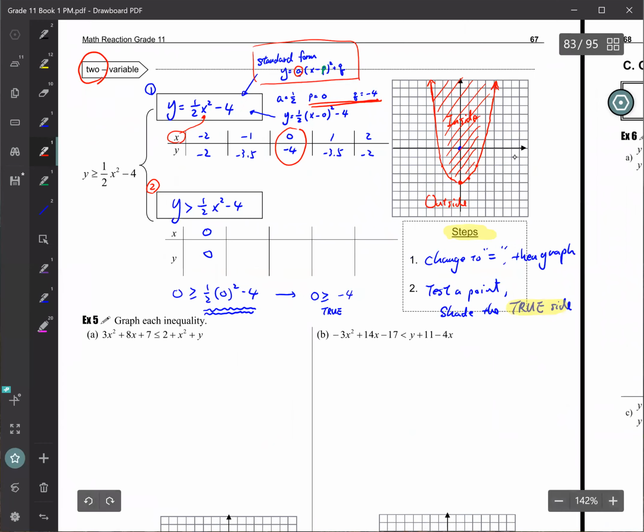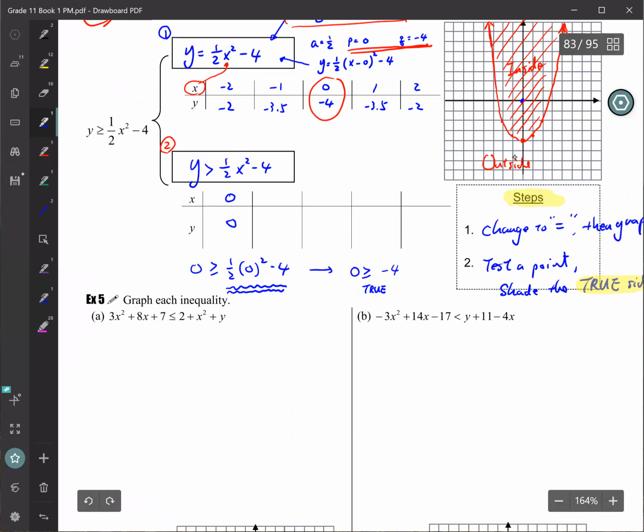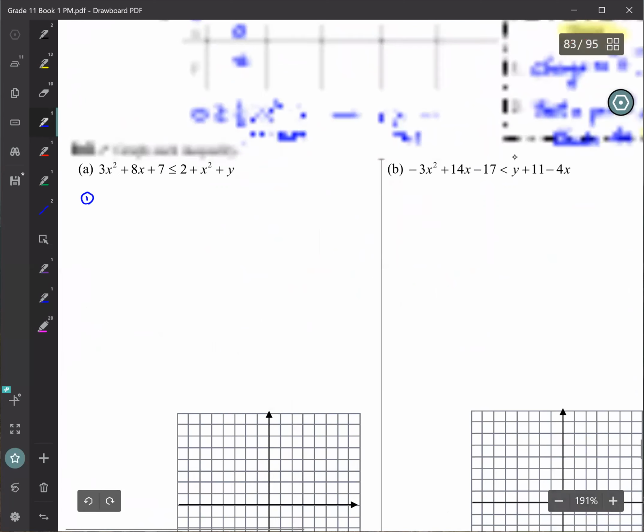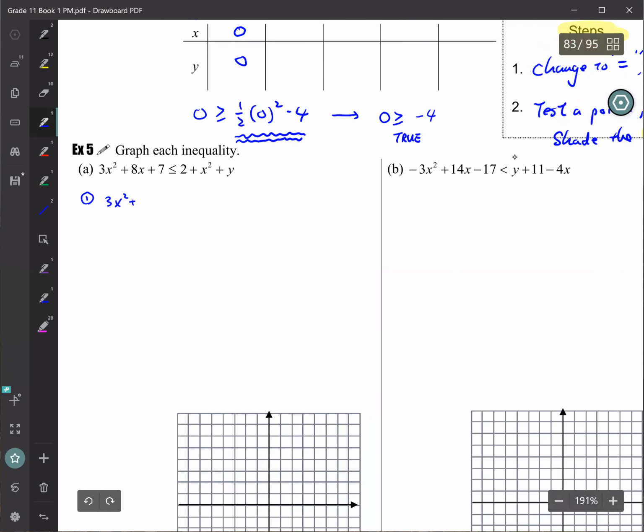Okay, so follow the steps. Question A is not set up the way we like it, right? So you have to rearrange. This one you have to turn into standard form by yourself. Step 1, pretend it's equal. I'm going to rewrite it using an equal sign, and then change it into general form first.